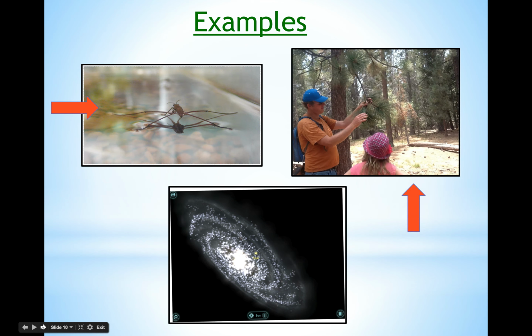Estimating how many needles on a large Jeffrey pine, maybe about 10 million. The sun is only one of 100 billion stars in the Milky Way galaxy.